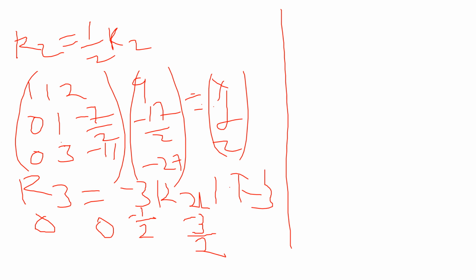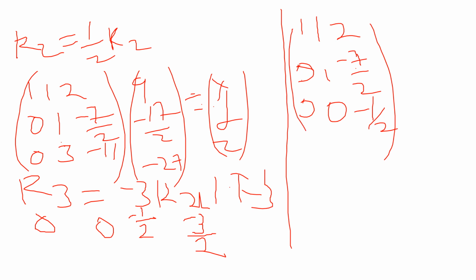So in other words, I should now come up with one, maybe another one, two. This is my new value. Then I have 0. Then I have 1, negative 7 out of 2. We have negative 7 out of 2. And then also I have here a 0 also. And then I have 3, 0, negative half.